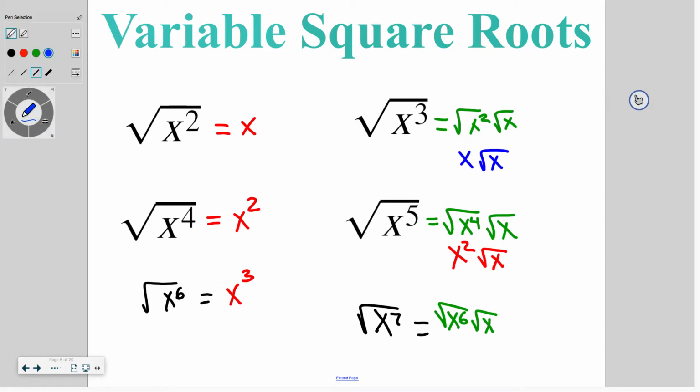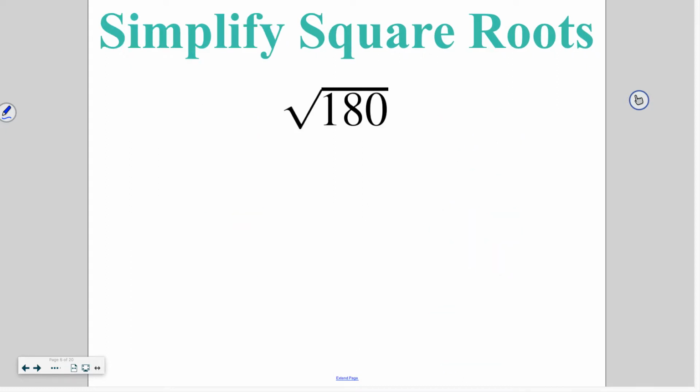And then I've got the square root of x to the sixth is x to the third, and the square root of x. So this is how we can break down our variable square roots. So, for example, simplifying the square root, we're going to start with the square root of 180. So I'm going to break that down.